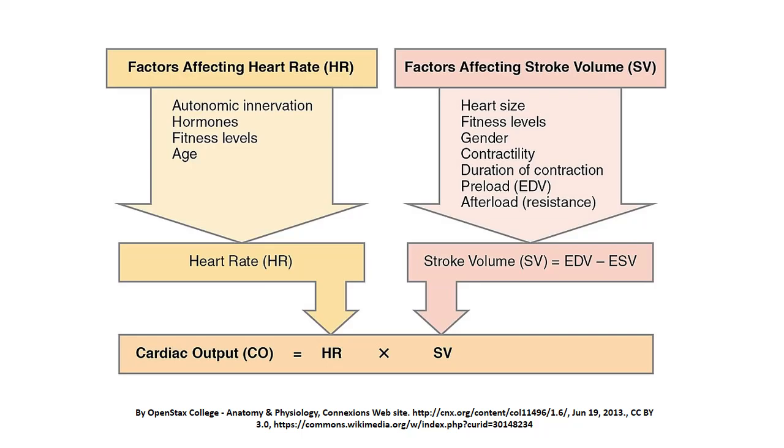Fitness levels, for example, athletes often have a lower resting heart rate due to efficient cardiac function. Age is also an important factor, as heart rate generally decreases with age. Together, these determine how frequently the heart beats each minute. The right side shows factors affecting stroke volume.